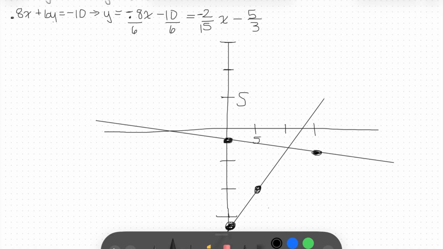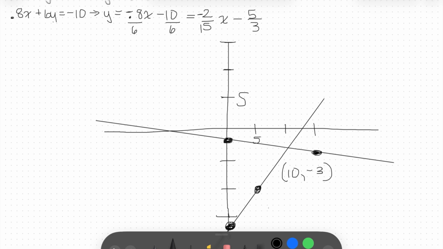All right, so the point of intersection you can see is right there. All right, well, where is that on my graph here? That's at, looks like it's at about 10 for x and a negative 3 for y.